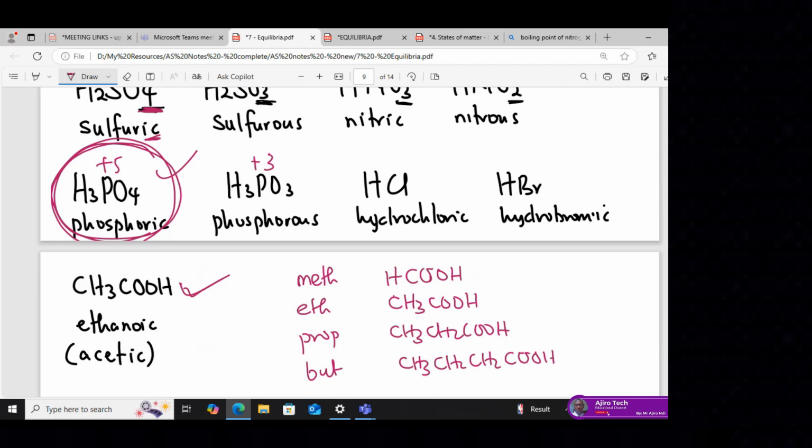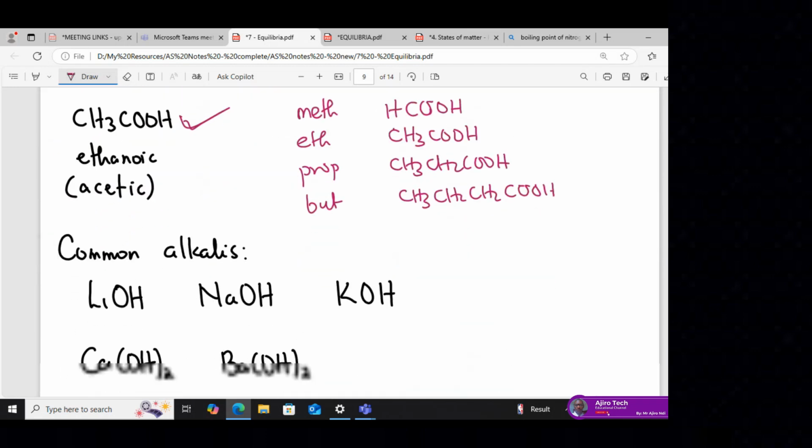All of them are weak acid. Methanoic acid, ethanoic acid, propanoic acid, and butanoic acid, they are all weak acid. You have to know these common acids. Is that okay? Then common alkali.